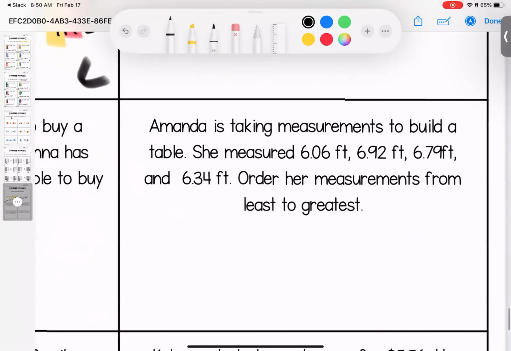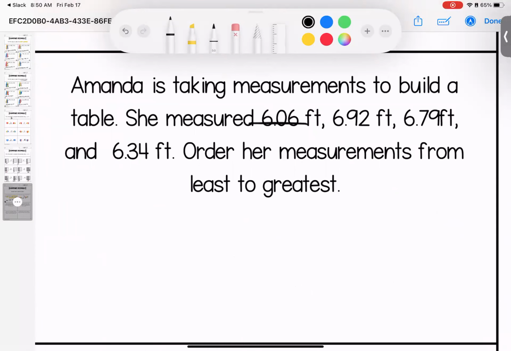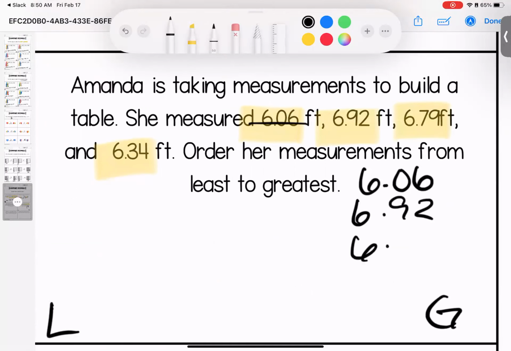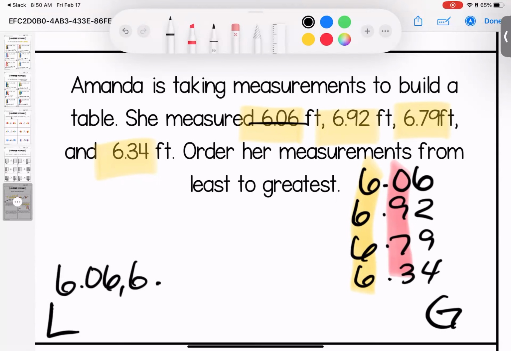Amanda is taking measurements to build a table. She measured 6 and 6 hundredths, or 6.06 feet, 6.92 feet, 6.79 feet, and 6.34 feet. Put these in order from least to greatest. So we have 6.06, 6.92, 6.79 and 6.34. Looking at the ones place first, they're a match. Going out to the tenths, there's our difference. Our smallest is going to be 6 and 6/100ths, then 6 and 34/100ths, then 6 and 79/100ths, and 6 and 92/100ths.